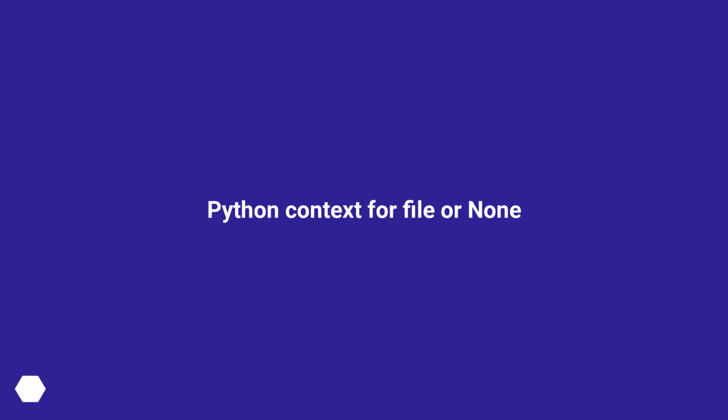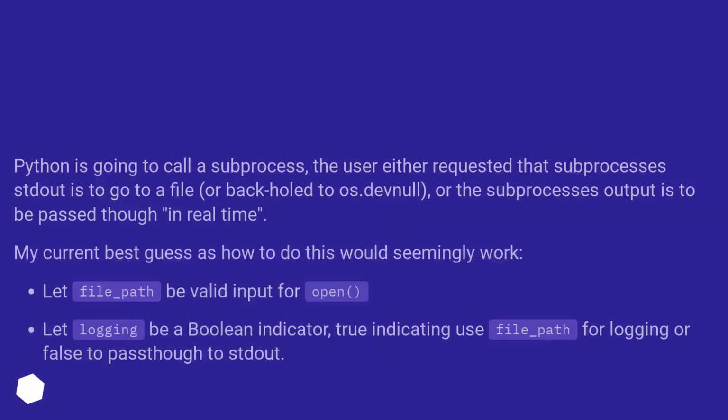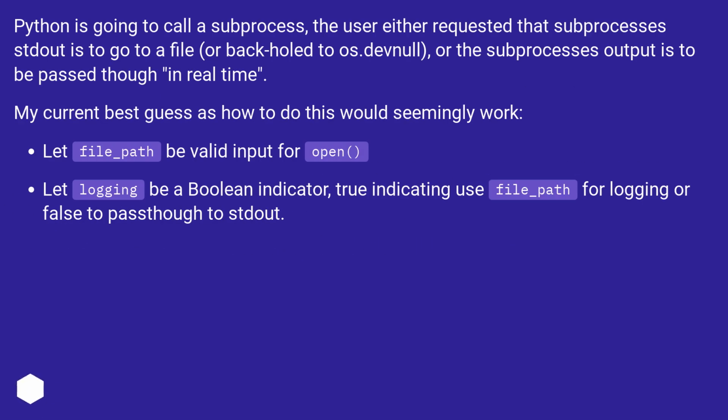Python context for file or none. Python is going to call a subprocess. The user either requested that the subprocess's output go to a file, or be passed through in real time. My current best guess as to how to do this would seemingly work.